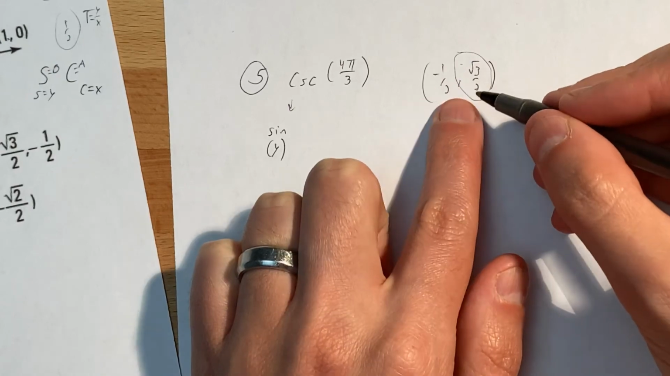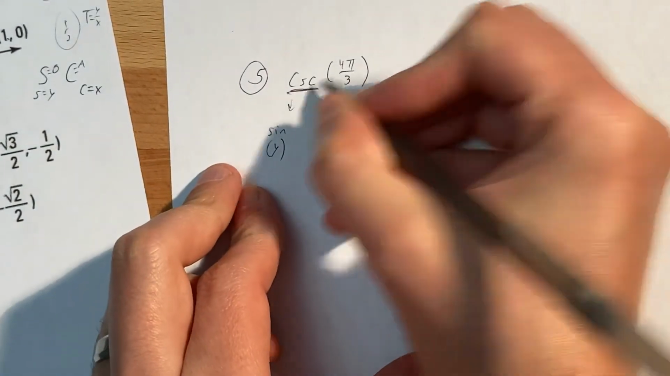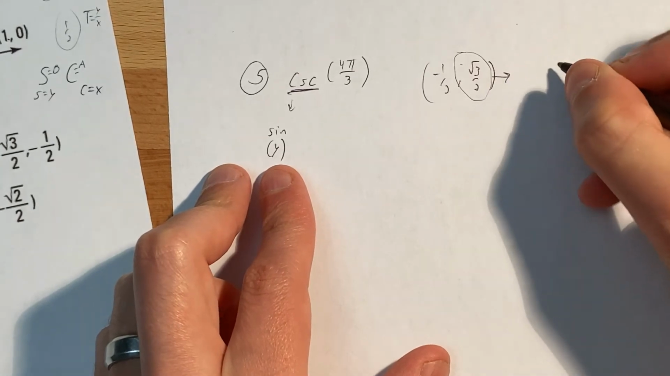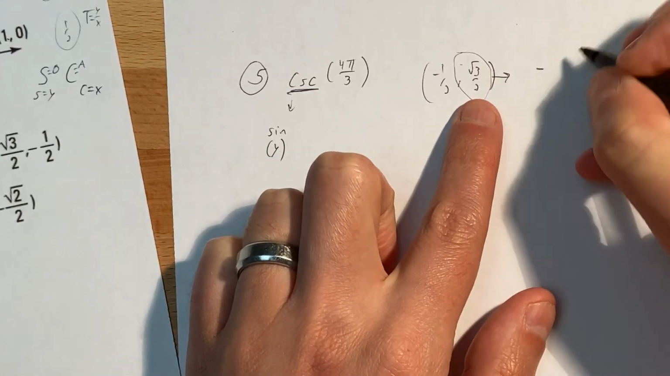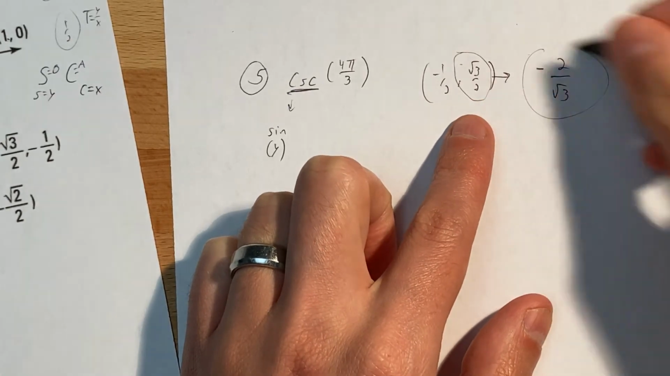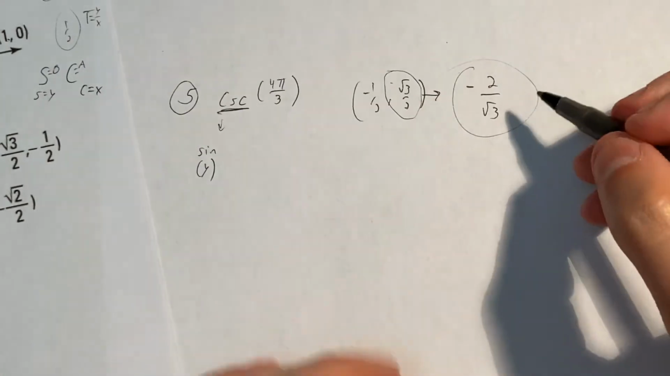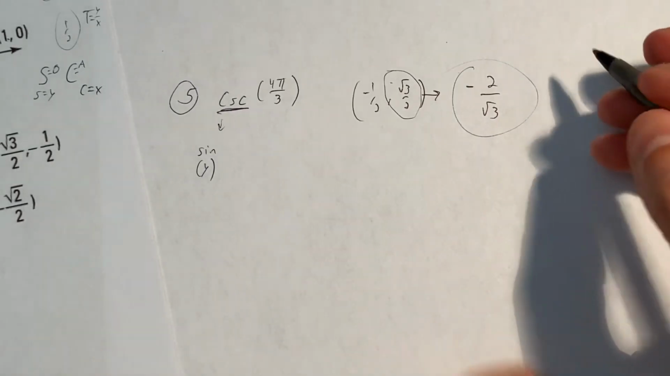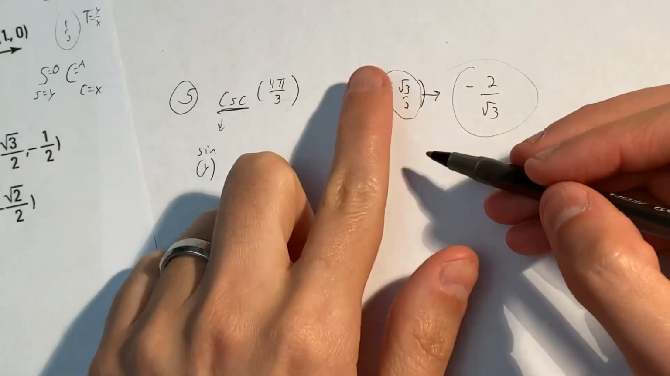But, once again, it's cosecant. Cosecant's the reciprocal. So you have to take this and flip it upside down. So instead of negative root 3 over 2, it's going to be negative 2 over root 3. Like that. Which is not simplified. You'll simplify it in your answer, which I'm showing you in the next video. But that is what you do. You flip it upside down.